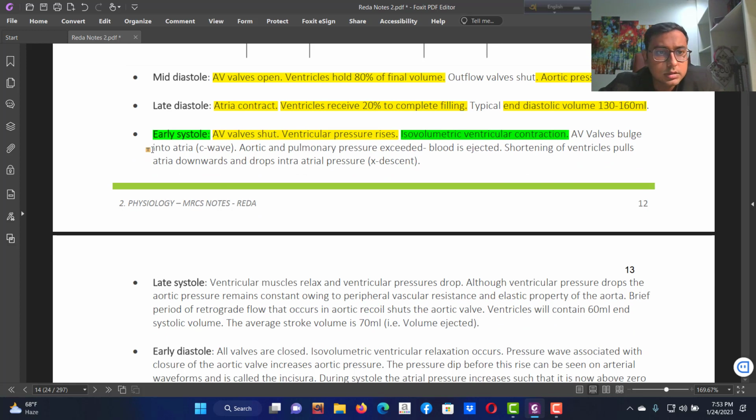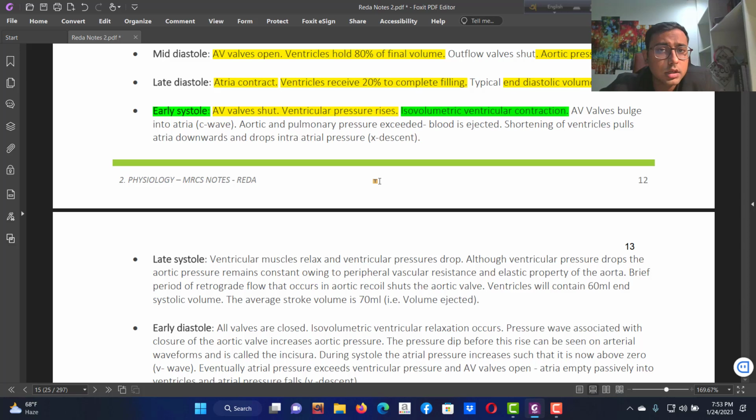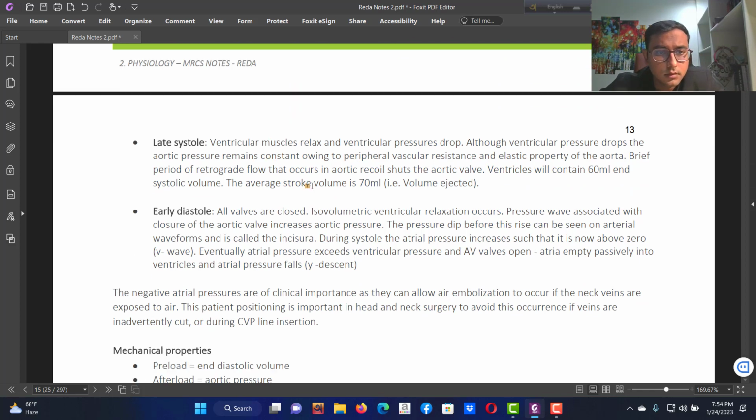The AV valve bulges into the atria and the X descends. I already told you about the JVP, so there are some changes that also occur in the JVP. And then there is late systole. The average stroke volume is about 60 ml.